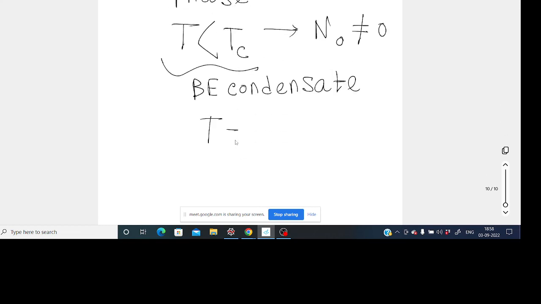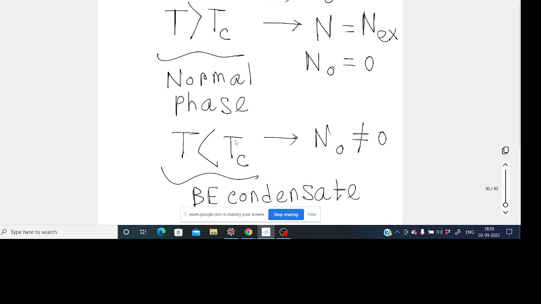And at T equal to TC, this condensation process starts. And see here, this is actually a phase transition at T equal to TC. There is a phase transition from the normal phase to the Bose-Einstein condensate phase, and this is a second order phase transition. As you know, there is no requirement of latent heat for this phase transition, because if there is a requirement of latent heat, then it's actually a first order phase transition. And as there is no requirement of latent heat, it's a second order phase transition.